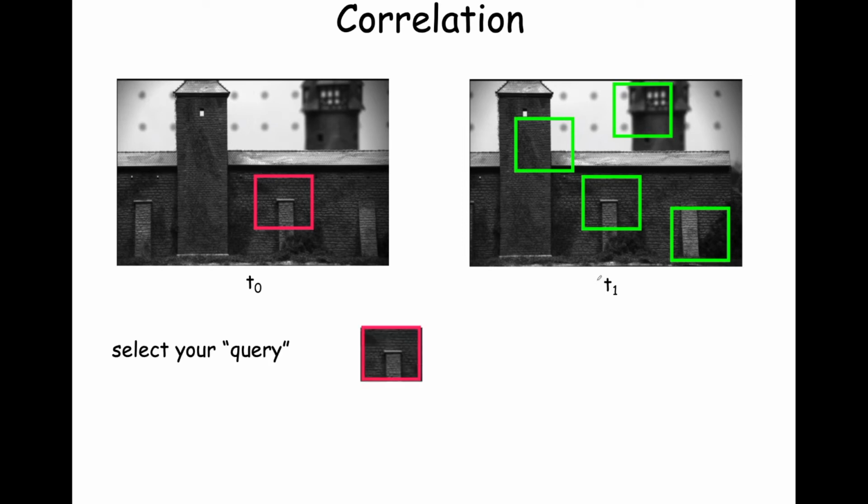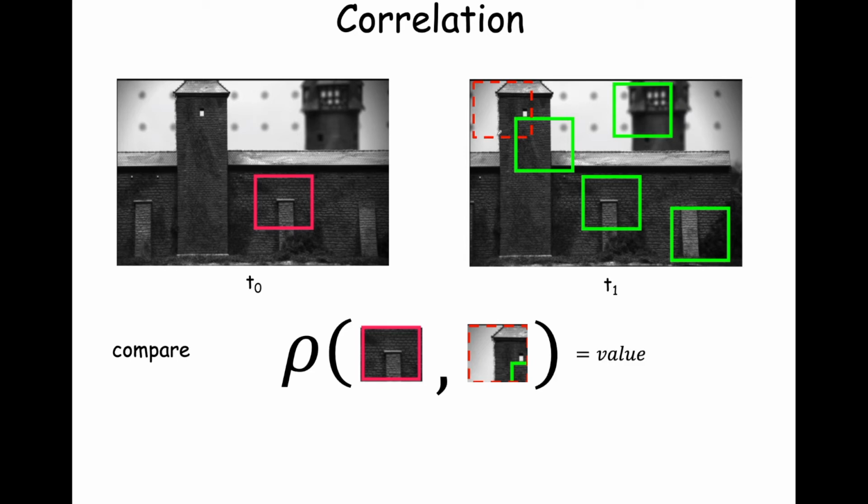And so you select your query, okay, and that's our patch at time t0 that we wanted to know where it went at time t1. And then we initialize a search. So we start our search, and let's say we initialize our search in this upper left-hand corner of the image at time t1, and then we measure correlation between the two, and we get some value.